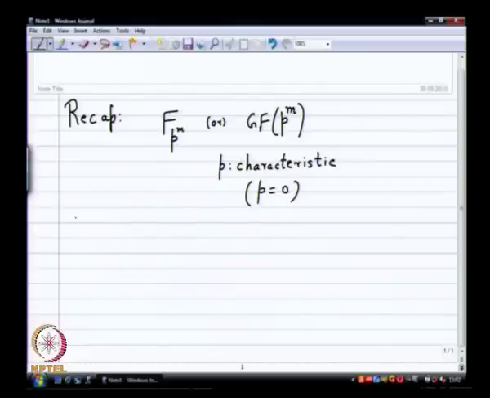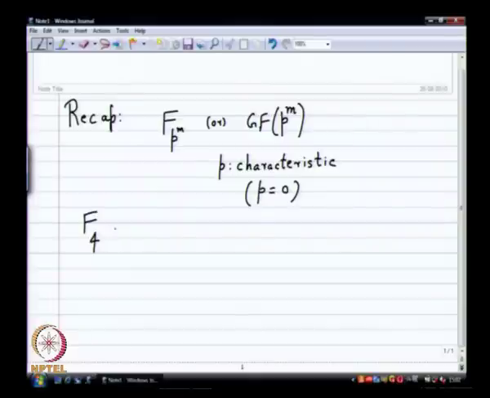The first example I want to run through once again is F4. The moment I say a field with 4 elements, what are the immediate things that you already know? p is 2 and m is 2. So characteristic has to be 2, and m will be 2. All those things you immediately know.